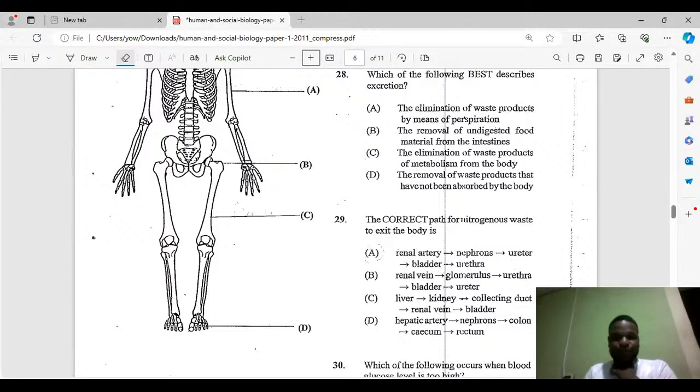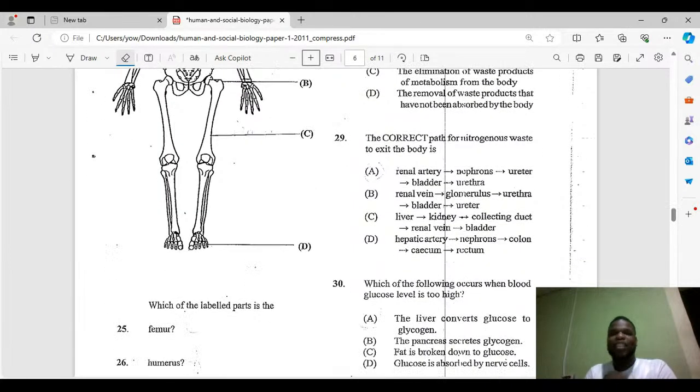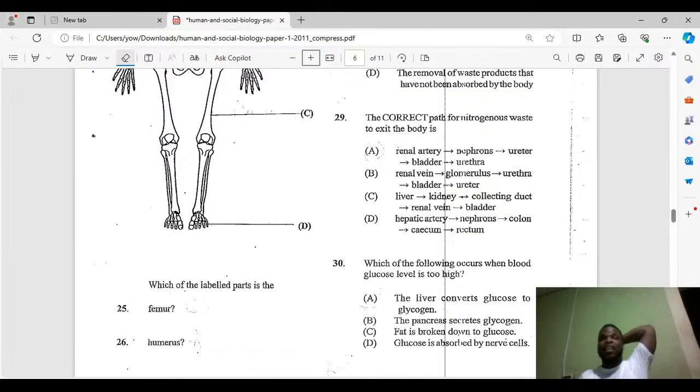All right, let's go. 29 now will be a little bit tricky. Let's see how you handle it. 29. The correct path for nitrogenous waste to exit the body is what? Is it renal artery, nephrons, urethra, bladder, urethra? Renal vein, glomerulus, urethra, bladder, ureter? Or is it liver, kidney, collecting duct, renal vein, bladder? Or is it hepatic artery, nephrons, colon, cecum, rectum?